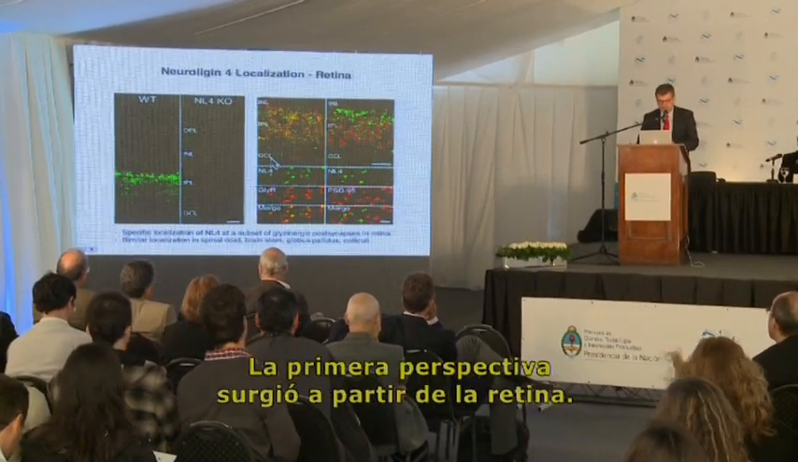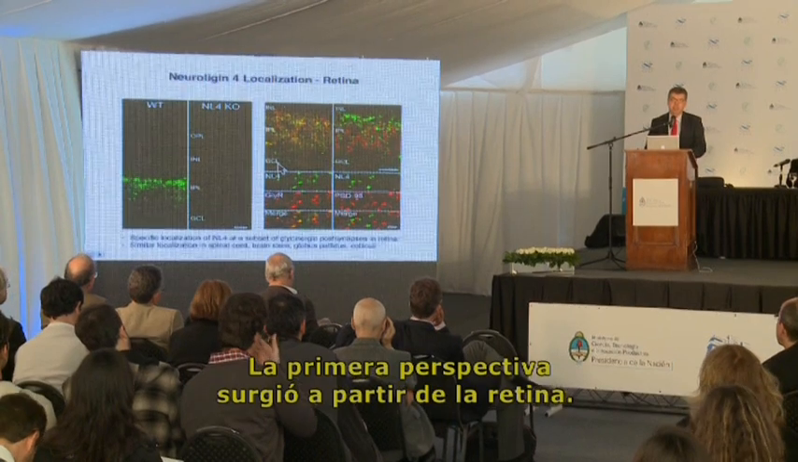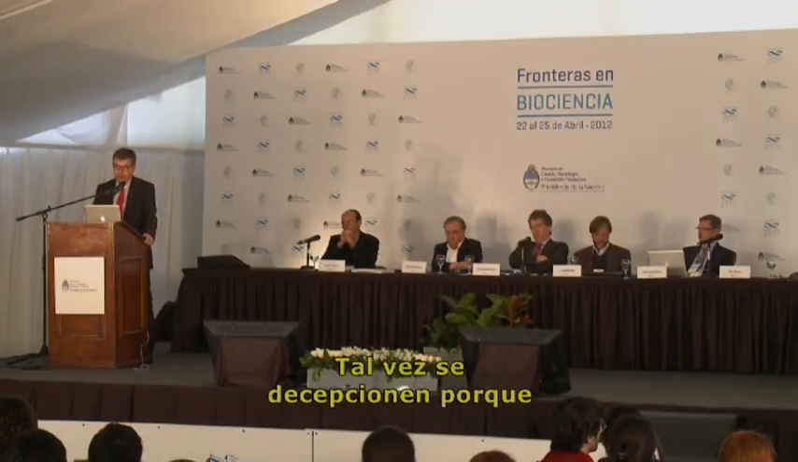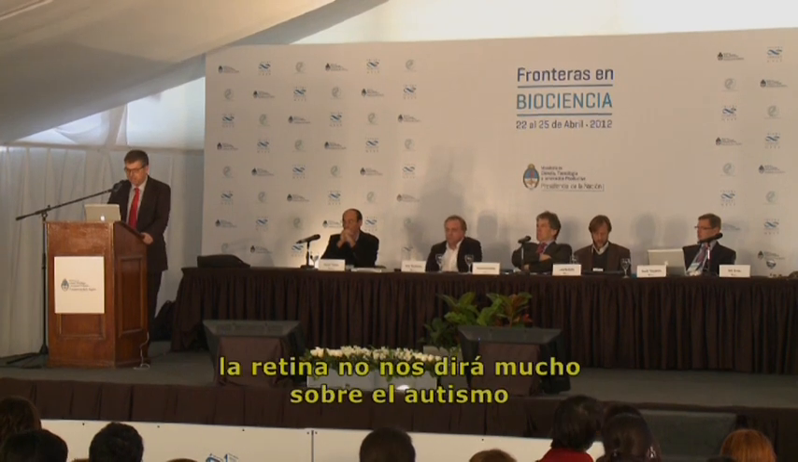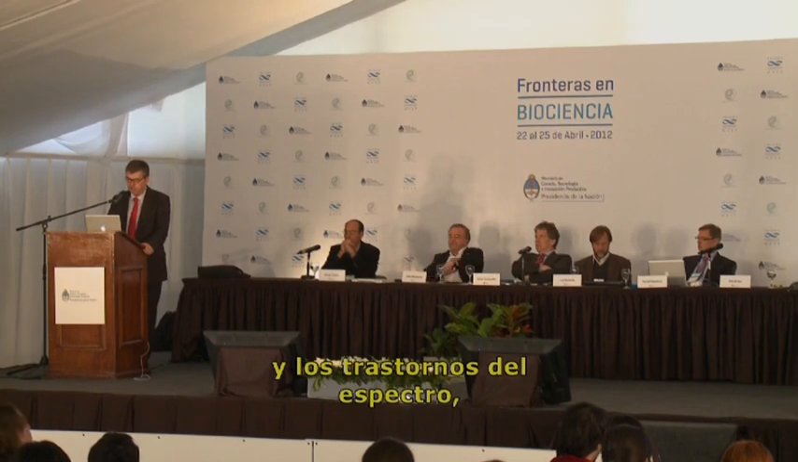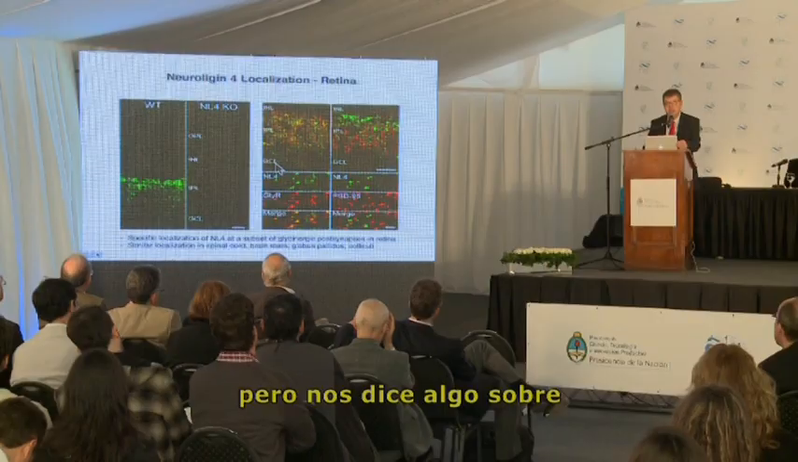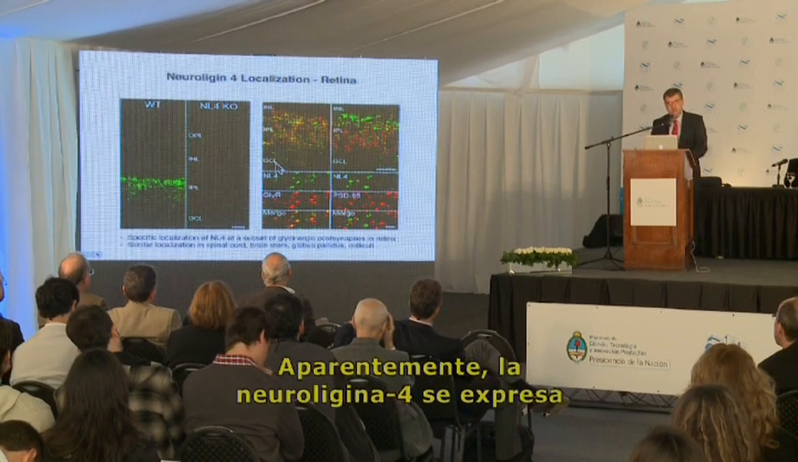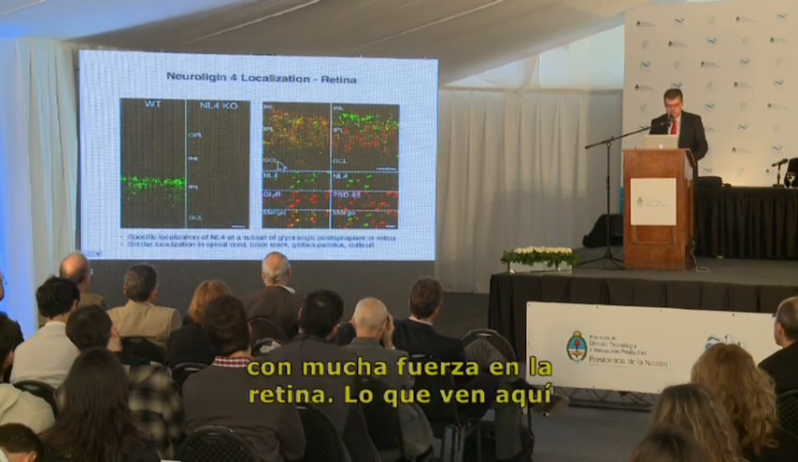this molecule does. And the first insight came from the retina of all places, and you might now with due right be disappointed, because the retina will not tell us much about autism spectrum disorders, but it tells us something about what these molecules are doing, because neuroligin-4 is apparently very strongly expressed in the retina.